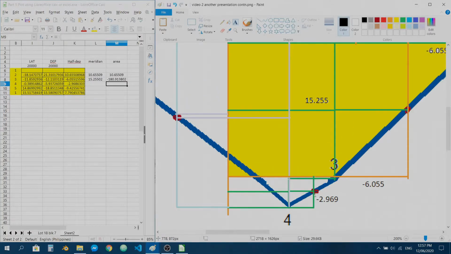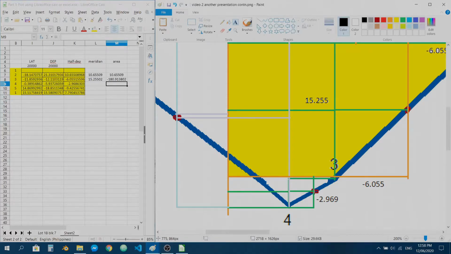Okay, to compute for the meridian of 3 to 4, we need to reference it from 2 to 3, where 2 to 3 ends and where line 3 to 4 starts. So from there, as you can see, this is the meridian of that portion, and this one is half the depth of the line 2 to 3, so we will be able to compute now for the meridian. So let's have a visualization of that. This portion is what we need.